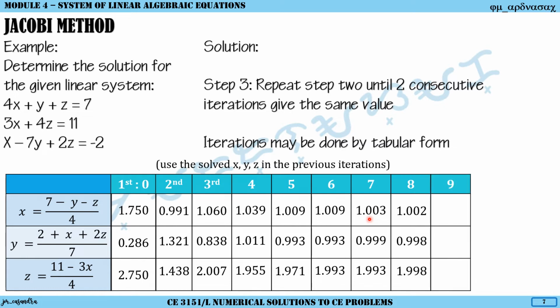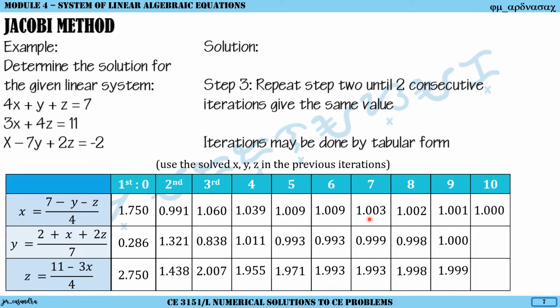So they are not the same, we move to the next iteration, 9. Using the previous iterations, x now is equal to 1.001, 1, 1.999. So still not the same. So we move to the next iteration. So for iteration 10, we use x, y, z values from 9 in our working equation.